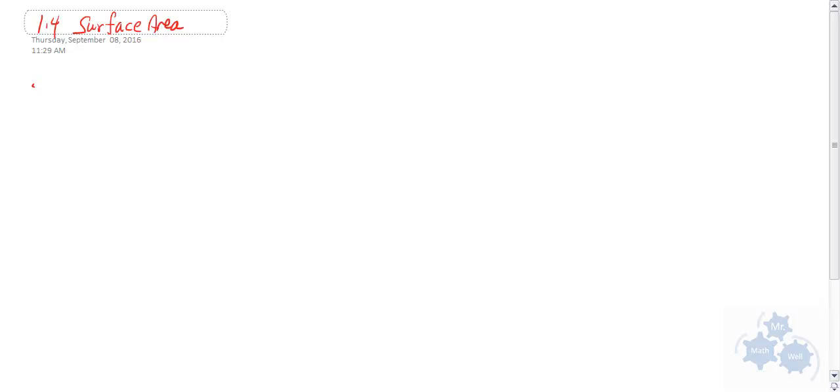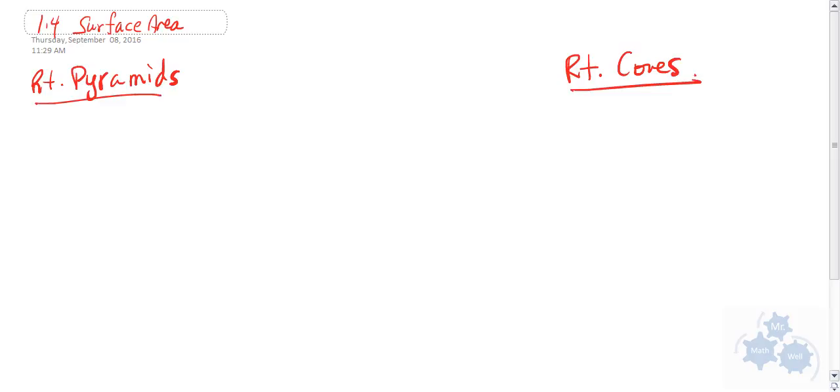Section 1.4, surface area of right pyramids and right cones. Right pyramids and right cones. Okay? So let's talk about right pyramids and right cones here for a bit.